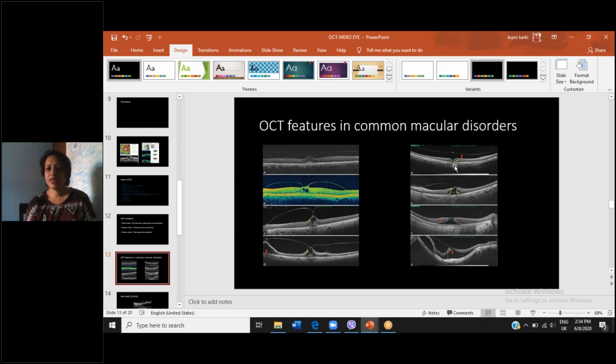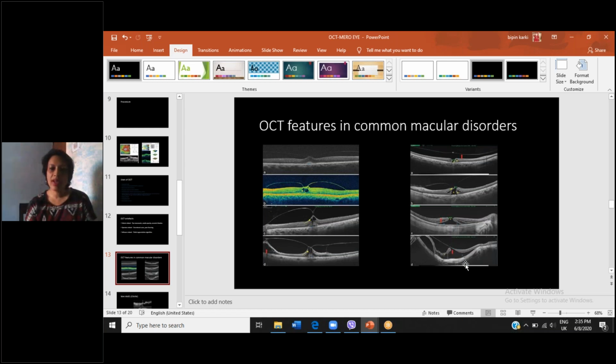The size is less than, so 250 to 400 micron of a defect is the early stage, and that's got better prognosis. If the size of the defect goes on increasing to more than 400 micron, and there's subretinal fluid deposition there as well, this is a sign of poor prognosis.